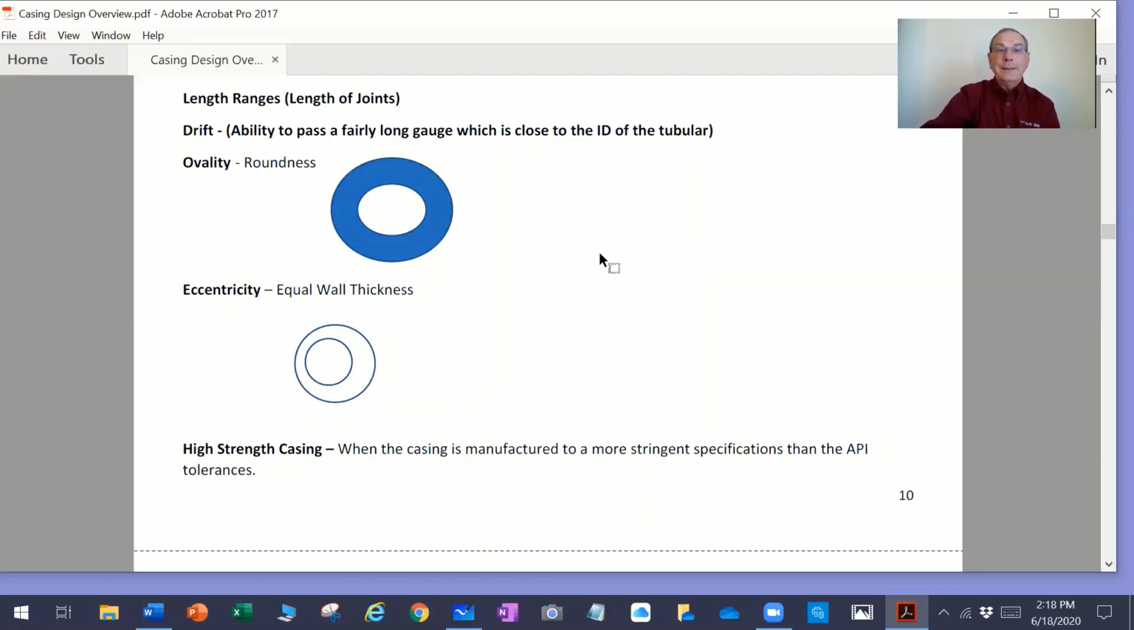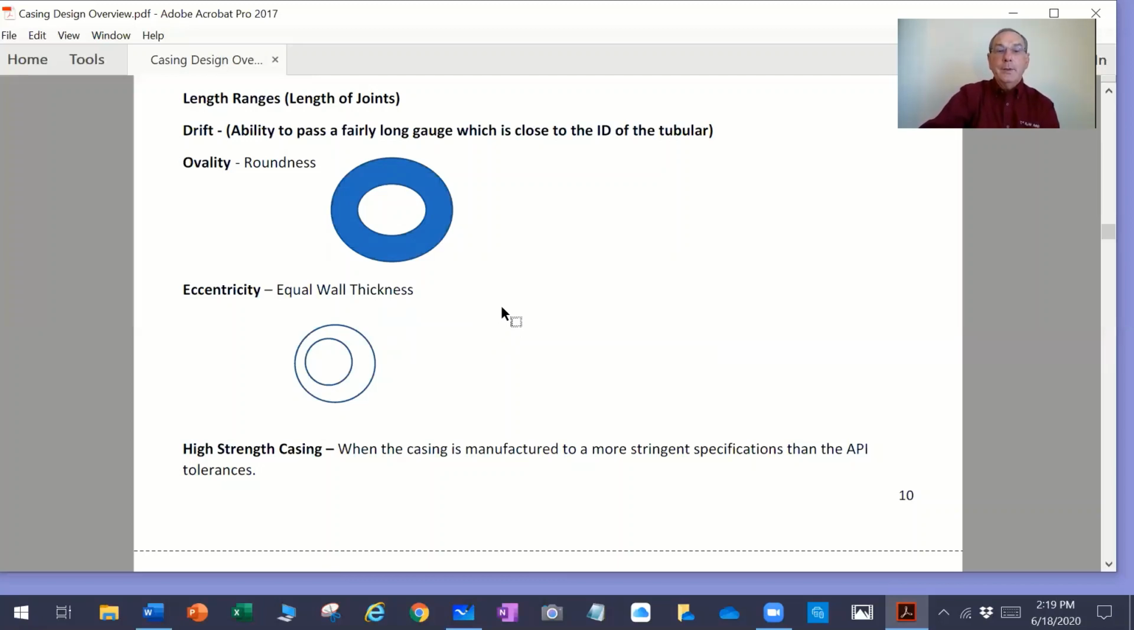So casing today can be made more round. And then the next one here is eccentricity, which means do you have thin spots on one side and thick spots on the other side? In other words, you want the hole to be in the center of all the steel. That's in essence what you want. You want the same wall thickness all the way around.